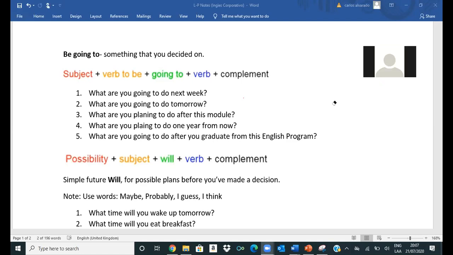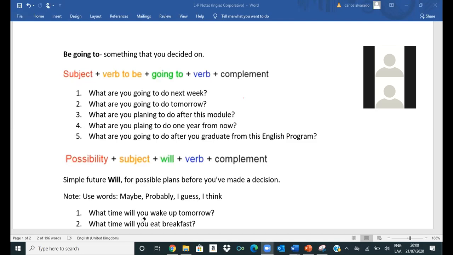Maybe, I don't know. I'm going to travel to another country. Very good. Okay. Carla, what are you planning to do 1 year from now? I guess I will study Excel. I think I'm going to study Excel, yes? Okay, very good. If you're not sure, then use will. I think I will, okay? I guess I will. Yes, I guess I will. You can say, I guess I will.